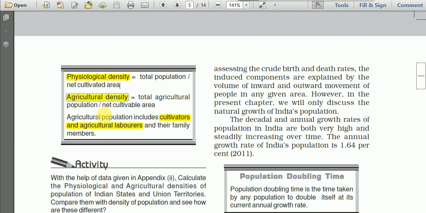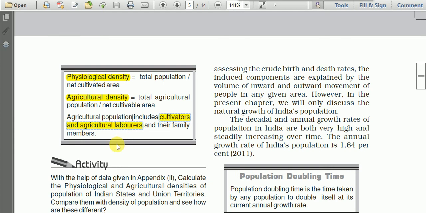Next we have agricultural density. So how is it calculated? Here we have to divide the total agricultural population by the net cultivable area. Total agricultural population means cultivators plus agricultural laborers. We have to divide the number of cultivators and agricultural laborers by the net cultivable area, the area under cultivation. It is also mentioned here, agricultural population includes cultivators and agricultural laborers and their family members.